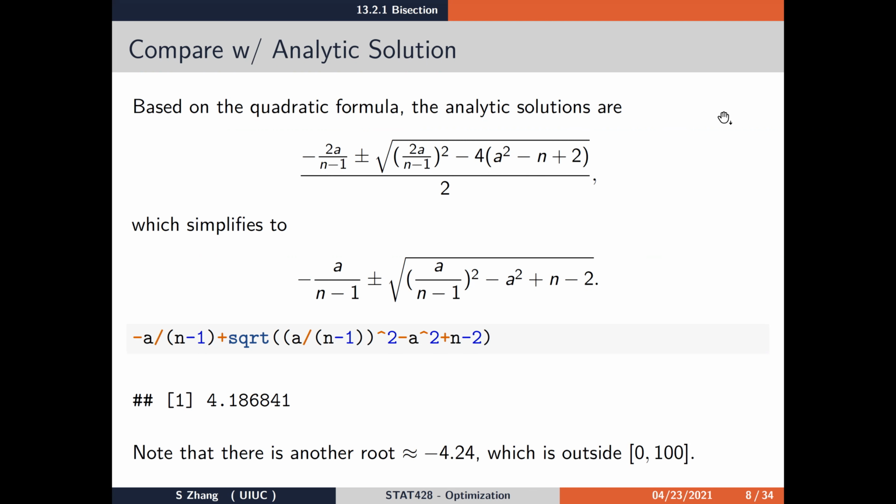So in this case, for our given nonlinear equation, we can plug in these coefficients and we will find that the analytic solutions to this nonlinear equation is given by this formula over here. So you can see there are 2 real roots. And this simplifies to negative of a divided by n minus 1 plus or minus the square root of this thing inside. So let's try to find out what is the larger root of the 2. So negative a divided by n minus 1 plus the square root of this thing. And that's close to our solution of 4.186. You should note that there is another root which is around negative 4 point something. This root is outside the interval from 0 to 5n, so we're not going to find it.